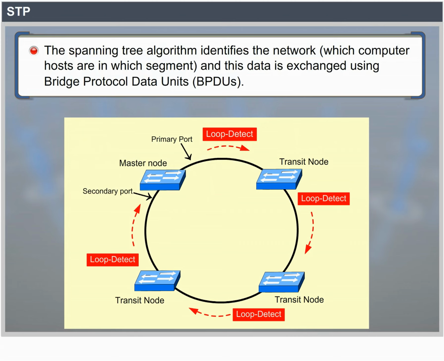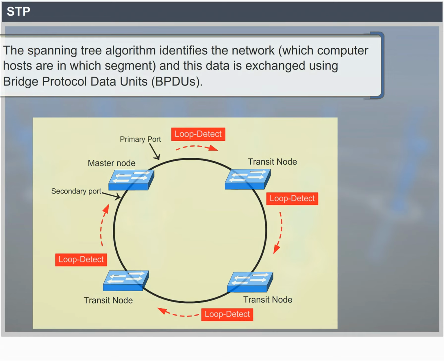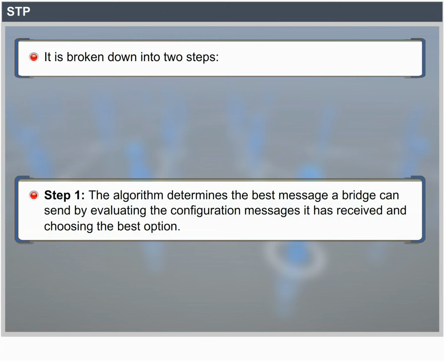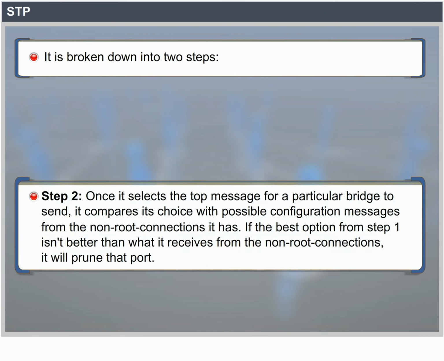It is broken down into two steps. Step 1. The algorithm determines the best message a bridge can send by evaluating the configuration messages it has received and choosing the best option. Step 2. Once it selects the top message for a particular bridge to send, it compares its choice with possible configuration messages from the non-root connections it has. If the best option from step 1 isn't better than what it receives from the non-root connections, it will prune that port.